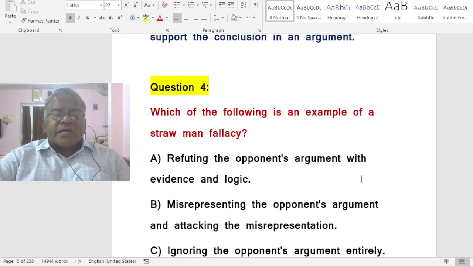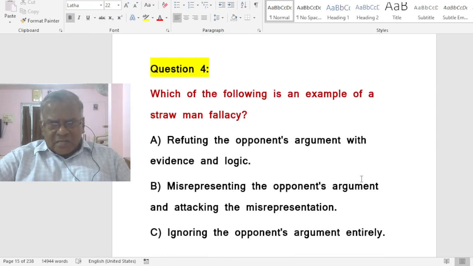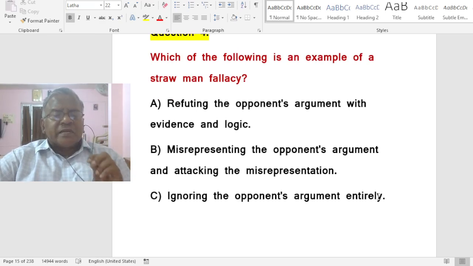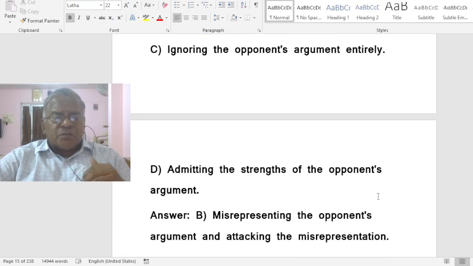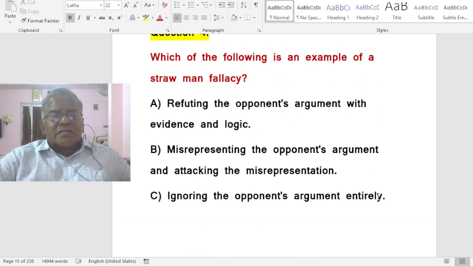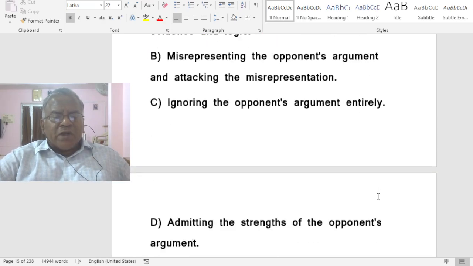Which of the following is an example of a straw man fallacy? A very particular type of fallacy. We must understand the meaning of this. Let us analyze what it is. Which of the following is an example of a straw man fallacy? A. Refuting the opponent's argument with evidence and logic. B. Misrepresenting the opponent's argument and attacking the misrepresentation. C. Ignoring the opponent's argument entirely. D. Admitting the strengths of the opponent's argument. What is the example of a straw man fallacy?